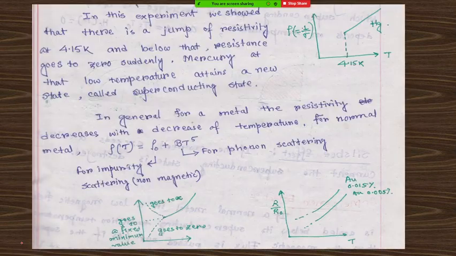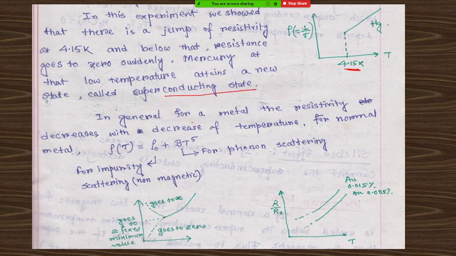Next is the experimental result. Actually, this curve is measured like that, at 4.15 Kelvin, which is taken as 4.2 Kelvin. In this experiment, we saw that there is a jump in the resistivity at 4.2 Kelvin for mercury, to this low superconducting state.